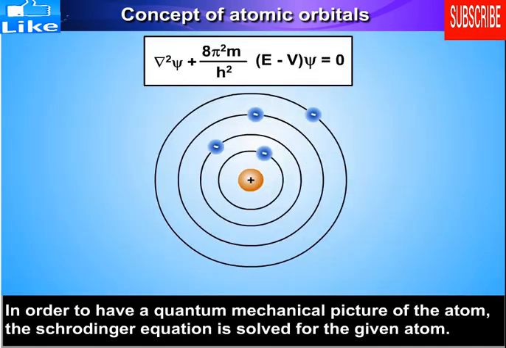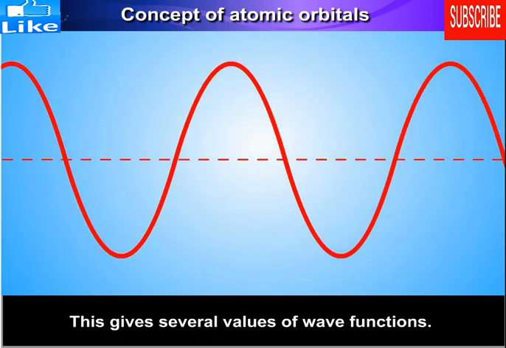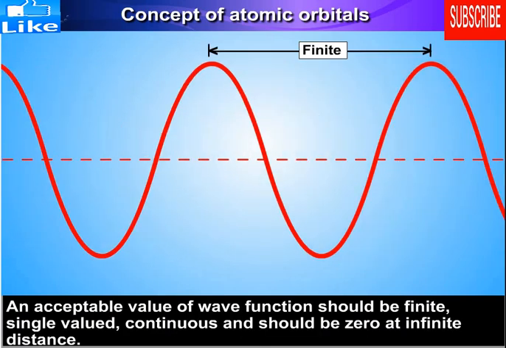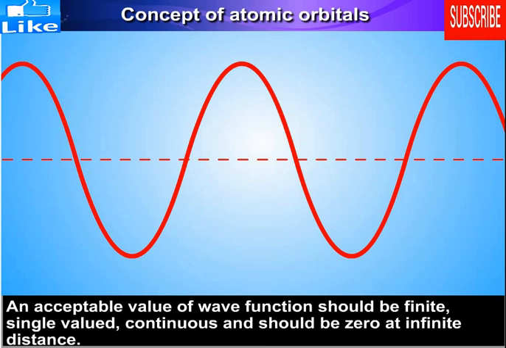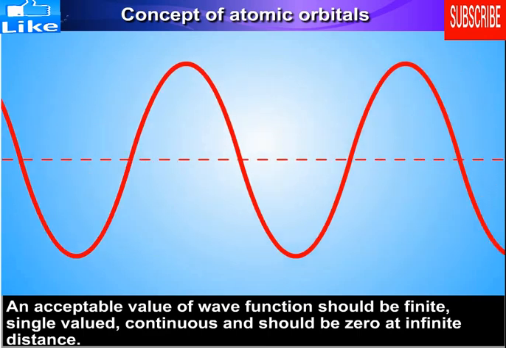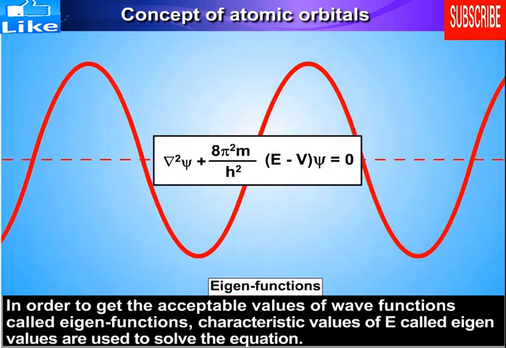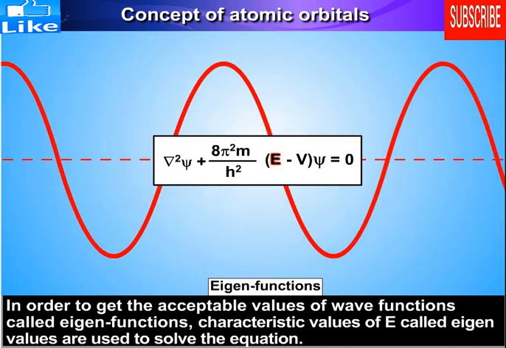In order to have a quantum mechanical picture of the atom, the Schrodinger equation is solved for the given atom. This gives several values of wave functions. An acceptable value of wave function should be finite, single-valued, continuous, and should be zero at infinite distance. In order to get the acceptable values of wave functions, characteristic values of E, called eigenvalues, are used to solve the equation.